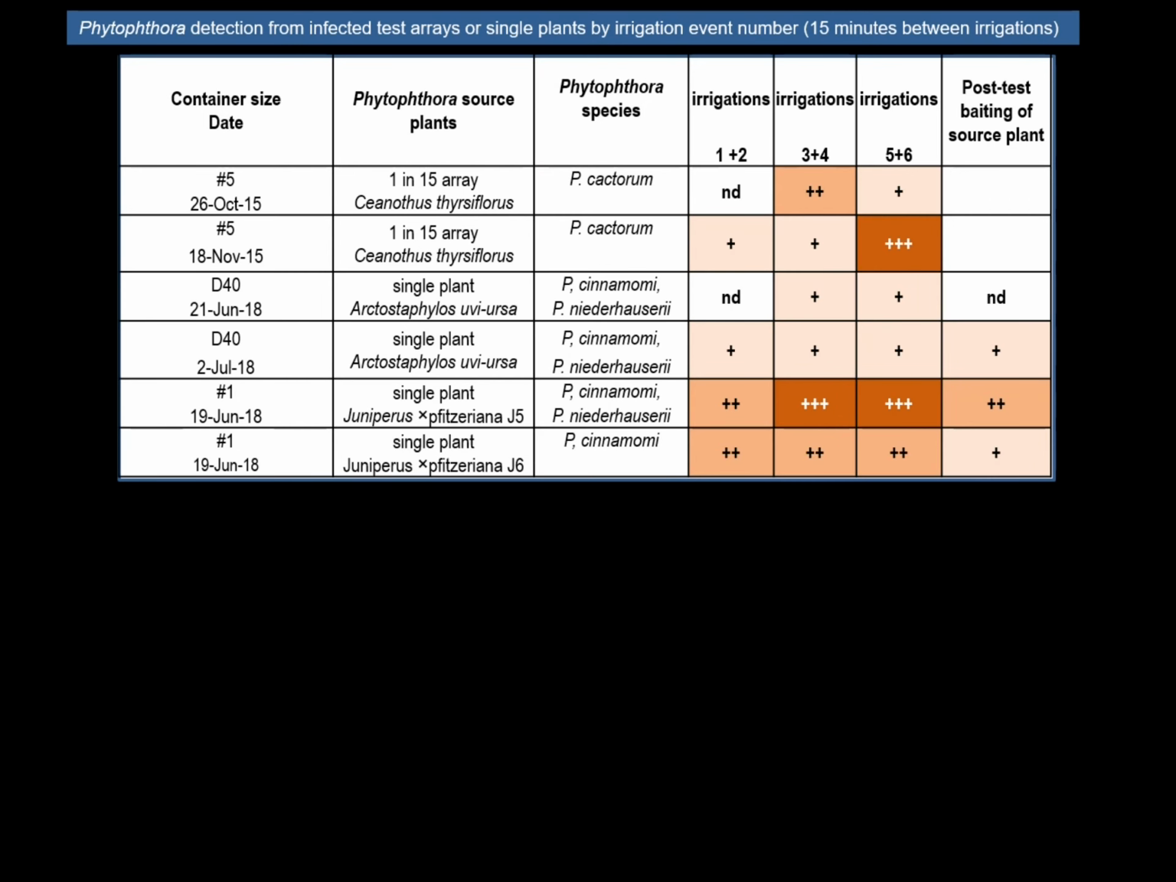We did a number of tests where we had either arrays of infected plants, these were 1 in 15s, or just single plants that are infected. And we collected runoff from the first 2 irrigations, these are spaced 15 minutes apart, from the 3rd and 4th irrigations, or just the 5th and 6th irrigations. And in some of these tests we also baited after the fact, after the 6th irrigation. What you see here is that the weakest effect is in the first 2 irrigations, and we're picking up fewer zoospores again in the post-bait treatment.